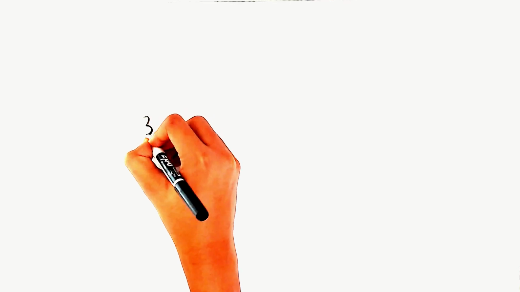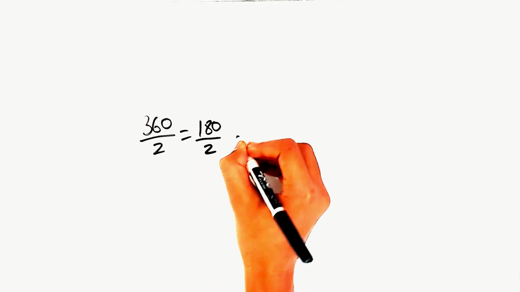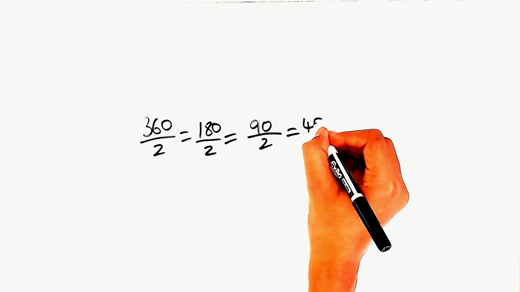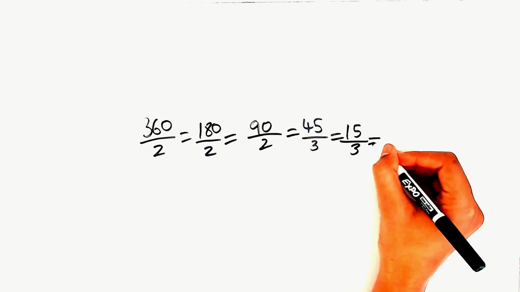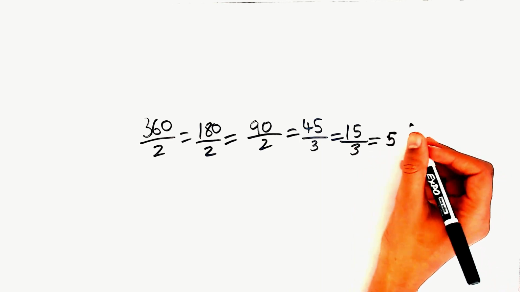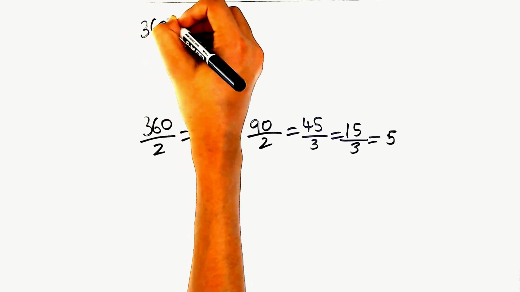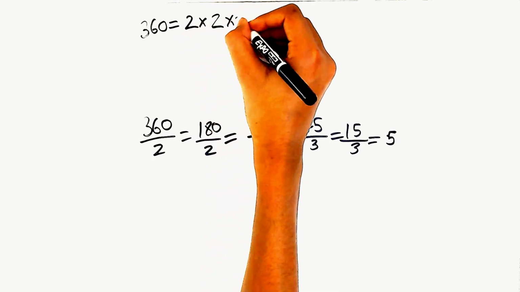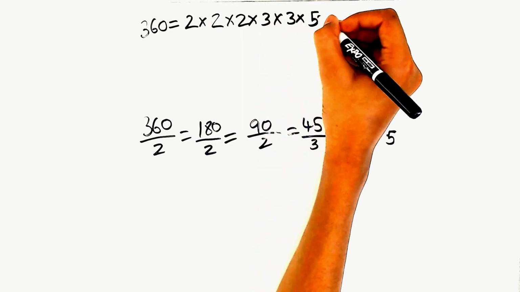First, let's find the prime number factors of 360. So 360 divided by 2 equals 180, divided by 2 equals 90, divided by 2 equals 45, divided by 3 equals 15, divided by 3 equals 5. So let's write the prime number factors of it right here. So 360 equals 2 times 2 times 2 times 3 times 3 times 5.